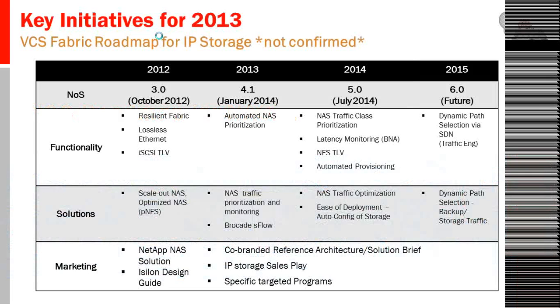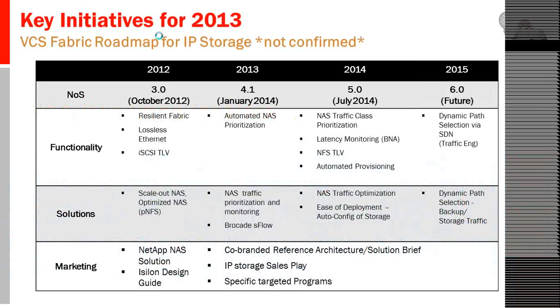But we've just been talking about lossless Ethernet and iSCSI TLV, so hopefully we're all aware that we have that available and have done for some time as well. What we see in NOS 4.1 is automated NAS prioritization. This isn't DCB actually. I have a slide on it, so let's move on to that one. But we are putting a lot of thought into the other NAS traffic types, and as far as possible making things as easy as possible to configure.